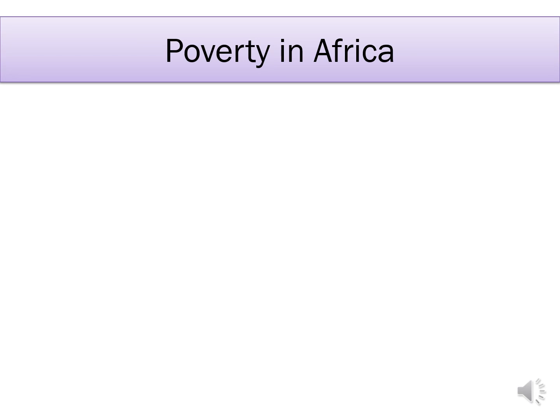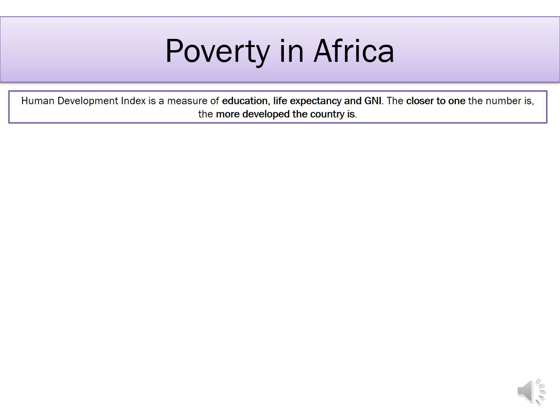To help us explain why all of Africa is poor is a misconception, we are going to look at one measure of development in particular, and that is the Human Development Index, or HDI. You might remember from our Asia scheme of work that HDI is calculated by adding together data about education, life expectancy, and GNI. And this is used to create a score between 0 and 1. The closer to 1, the more developed the country is.